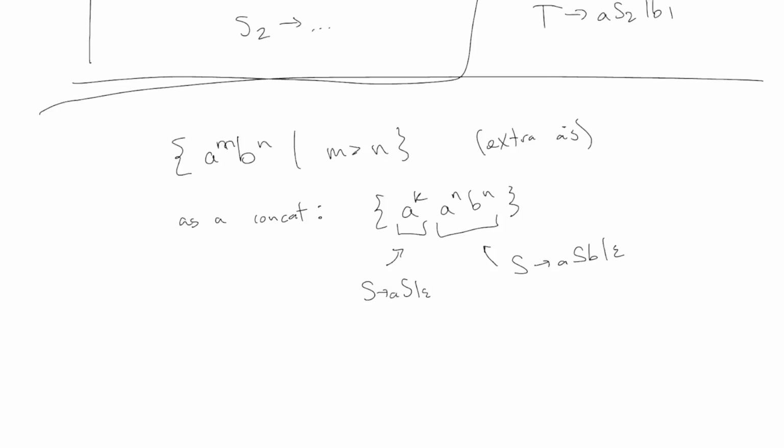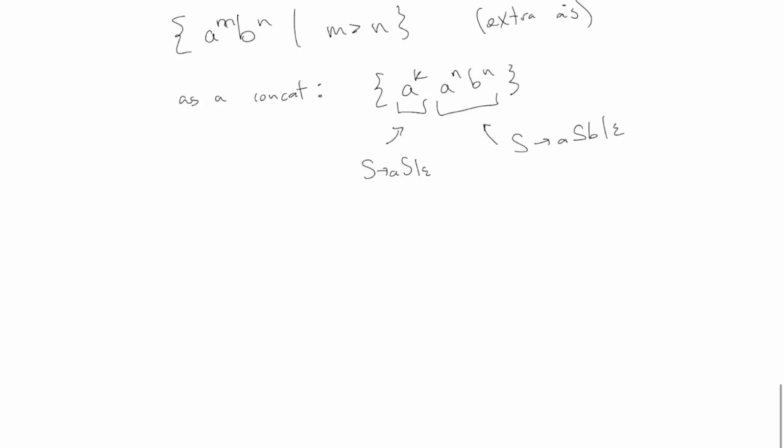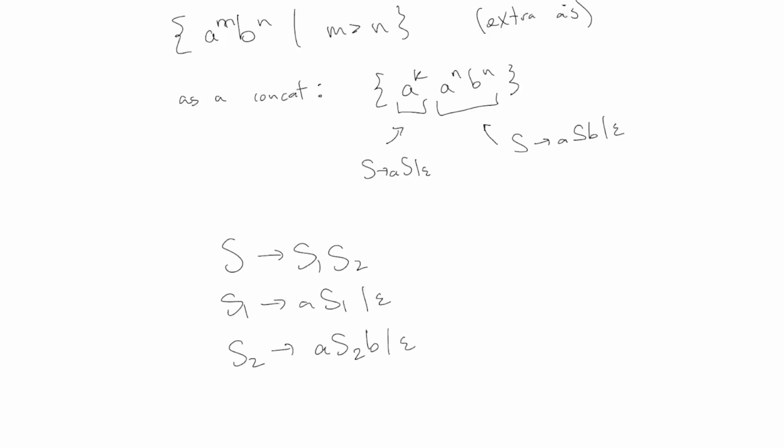And so what's the concatenation of those two? I write this S1, S2 thing, and then I go S1 is the first one, AS1 or epsilon, and the second one, S2, is AS2B or epsilon. All right. This is how we do it.